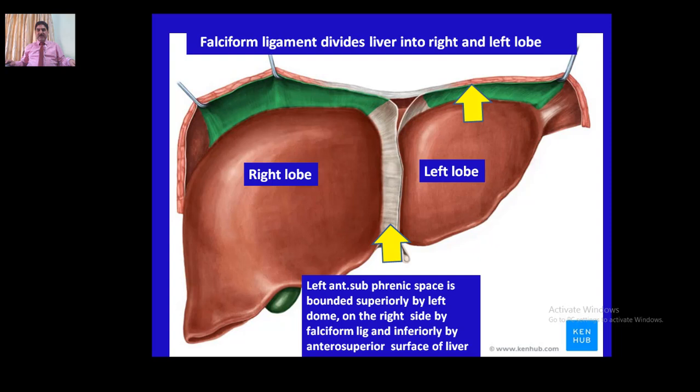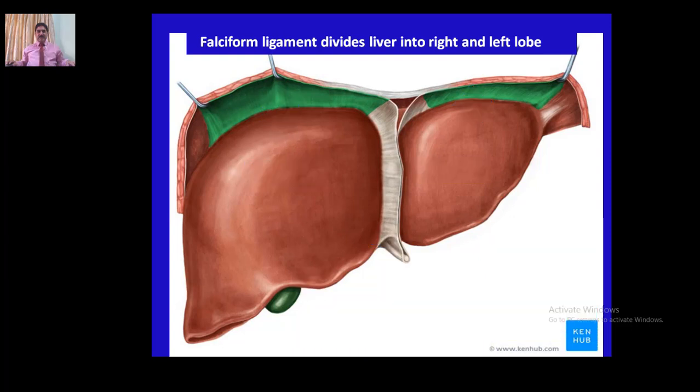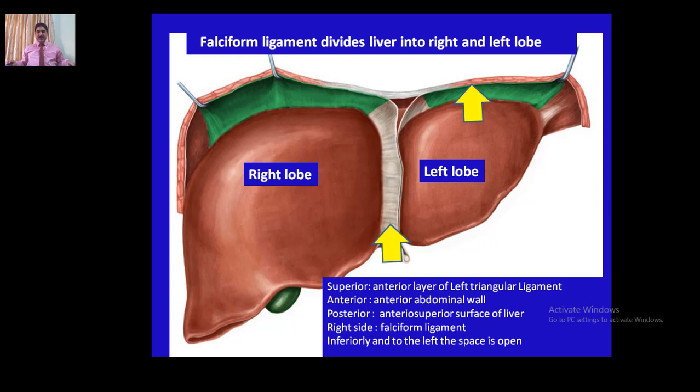Left anterior subphrenic space is bounded superiorly by anterior layer of left triangular ligament. As shown in this diagram, the boundaries of the left anterior subphrenic space are: superiorly it is bounded by the anterior layer of the left triangular ligament, anteriorly it is bounded by anterior abdominal wall, posteriorly there is anterior superior surface of left anatomic lobe of liver, on the right side it is bounded by falciform ligament. Inferiorly and to the left, the space is open.